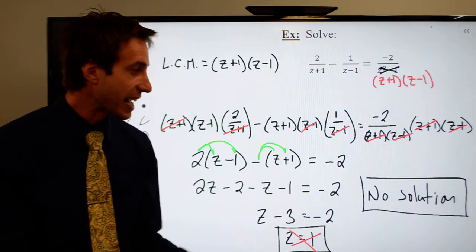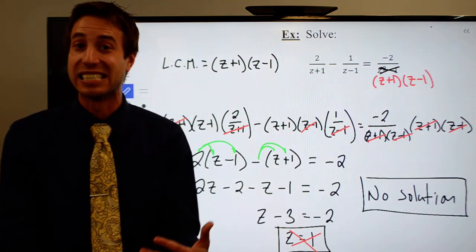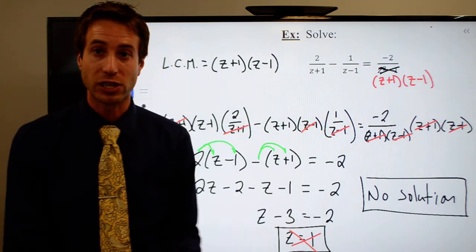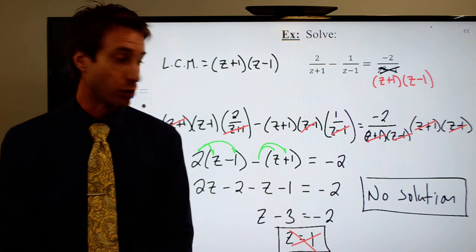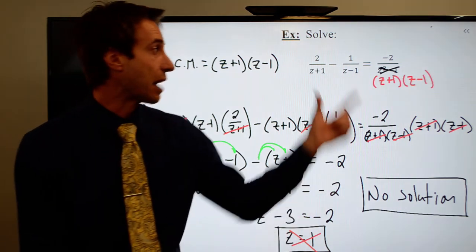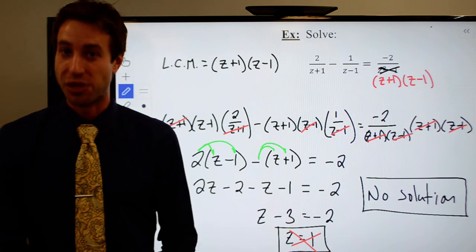I only got one answer and it turned out to be extraneous. It doesn't work, and this rational equation doesn't have any solutions. There are no values of x that would allow this side to be equal to that side.